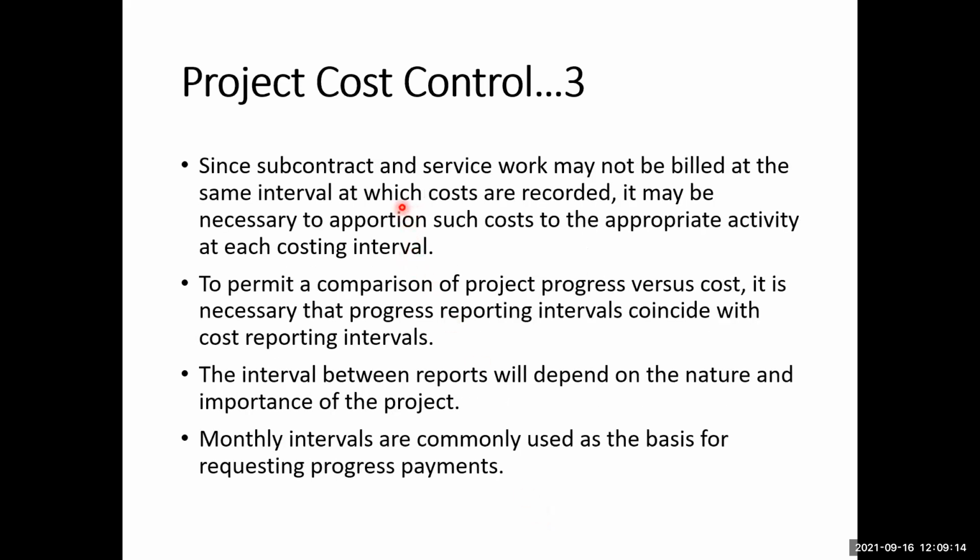The fourth type of cost which is controlled is the subcontract cost. But there is a difference in the subcontract cost, because the subcontract and associated service work may not be billed at the same interval at which the costs are recorded. It may be necessary to apportion such costs to the appropriate activity at each costing interval. The meaning is that normally the subcontractors or the service providers will bill you for their cost a little bit later than when the activity has already been performed.